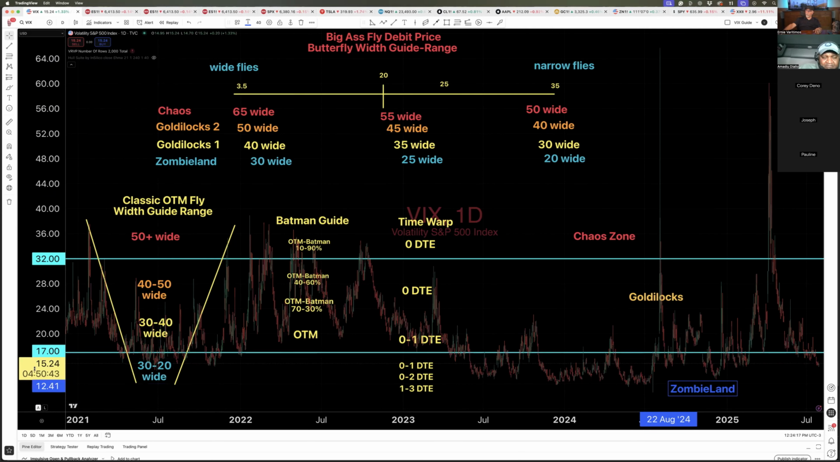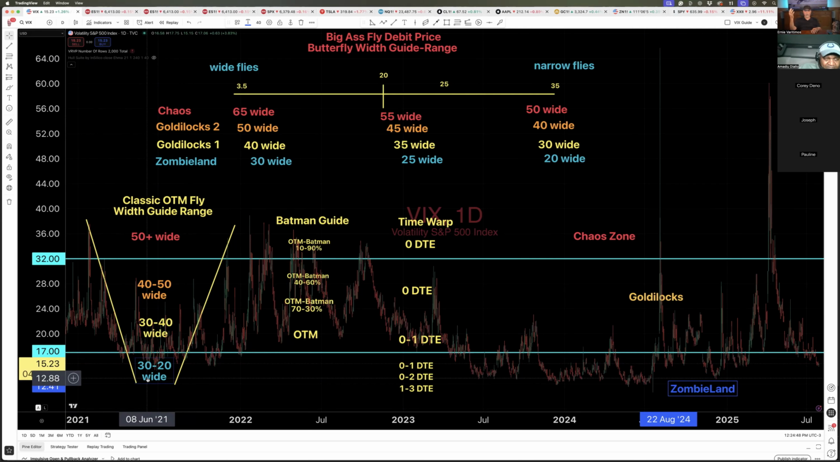So we can see the VIX this morning is at 15.24. It's below 17, so we should be choosing butterflies between 20 and 30 wide. So now I know how wide I'm going to make my butterfly. The next thing I want to do is determine, am I going to put the butterfly above the market or below the market? In other words, am I going to put on a call fly or am I going to put on a put fly?